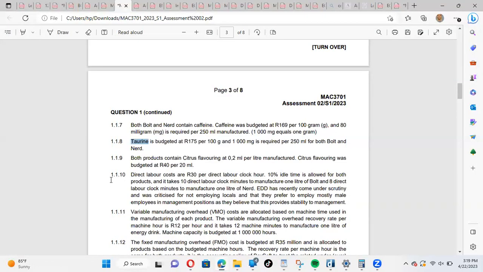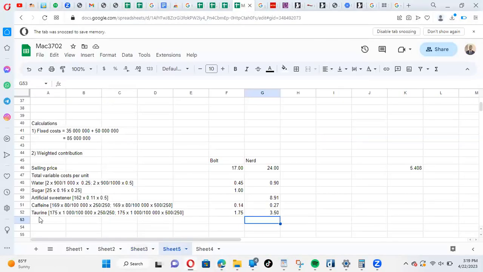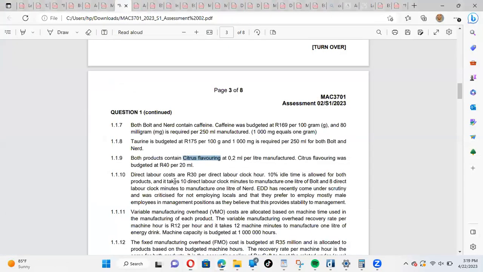Oh, right, citrus. What products contain this one? Citrus. All right, so this one, they make sure that they give you things, all of them need to be calculated. The quantities are so small. Right, so we have 0.2. I once Googled how many milliliters are there in a liter. You normally forget those ones.